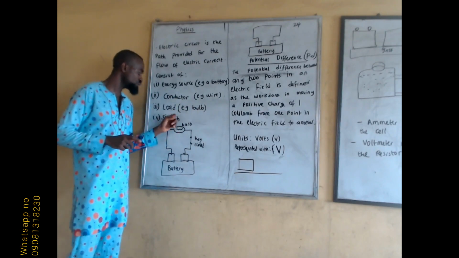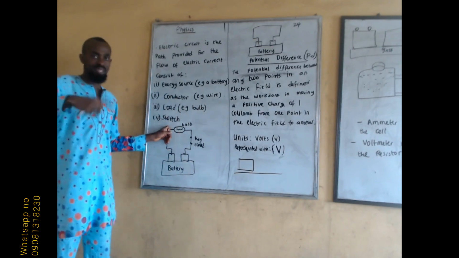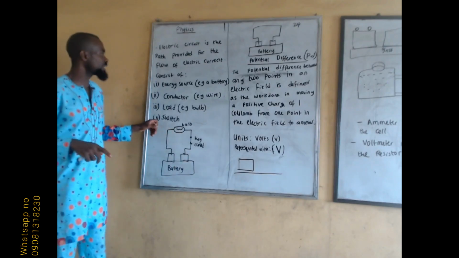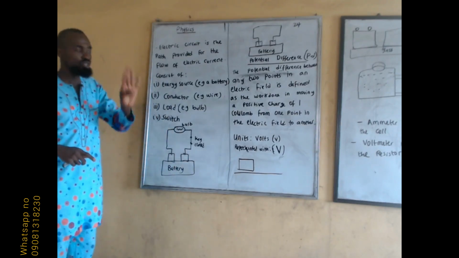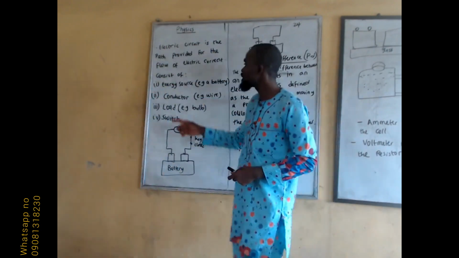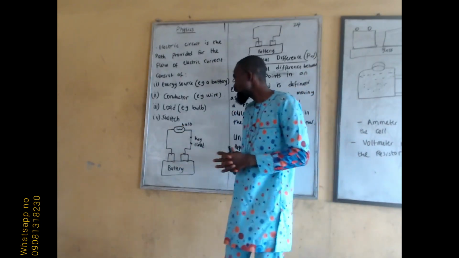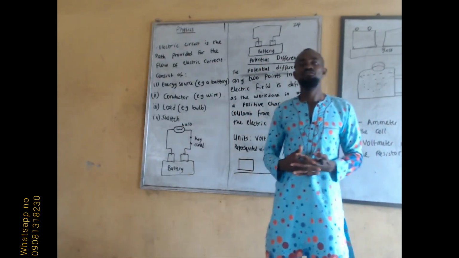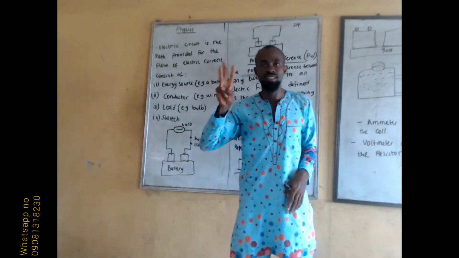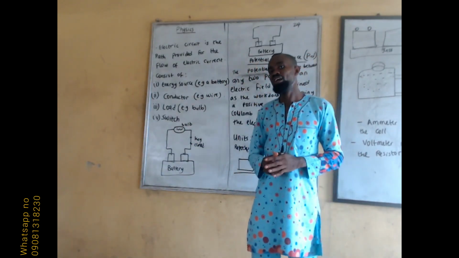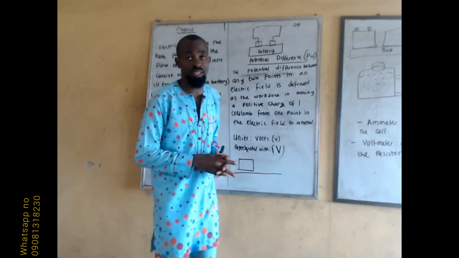So the third thing is load, and the last one is a switch to complete the circuit or to break the circuit. So once again, there are just 4 things you need to start up a simple circuit, which is your energy source, conductor, load, and switch. Now, because of this switch, we can classify electric circuits in theory.